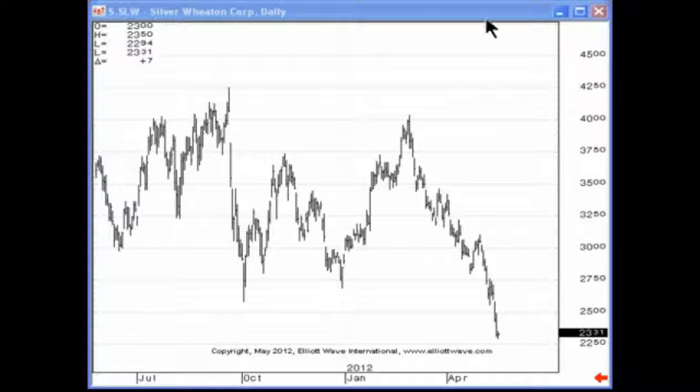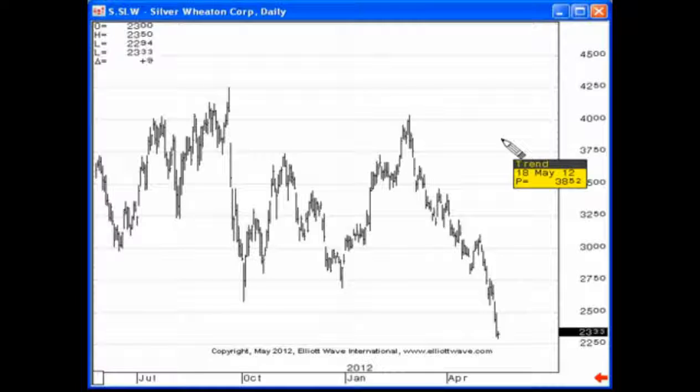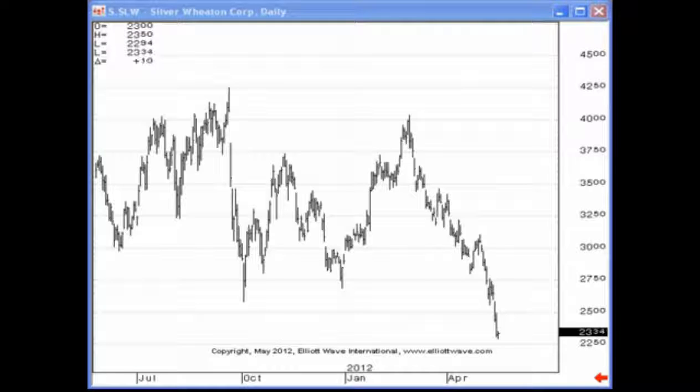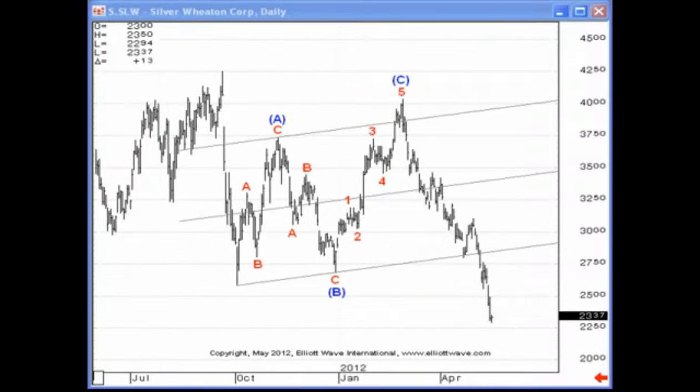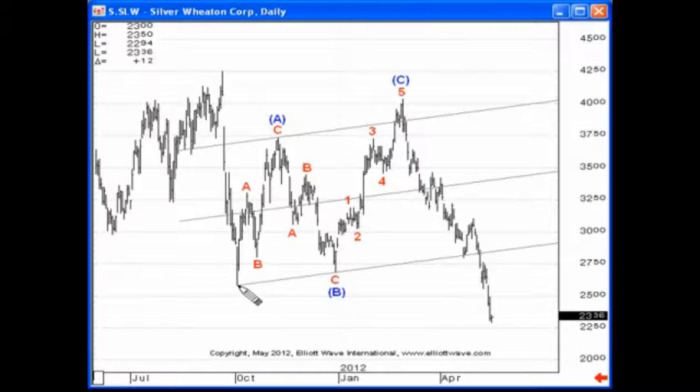For example, this is a price chart of Silver Wheaton, SLW. The ticker symbol is SLW. Whenever I look at this price chart, I see a very nice trade setup here. As you can see from this extreme here, we saw a three-wave move up, followed by a three-wave decline. That's actually going to be a flat correction.